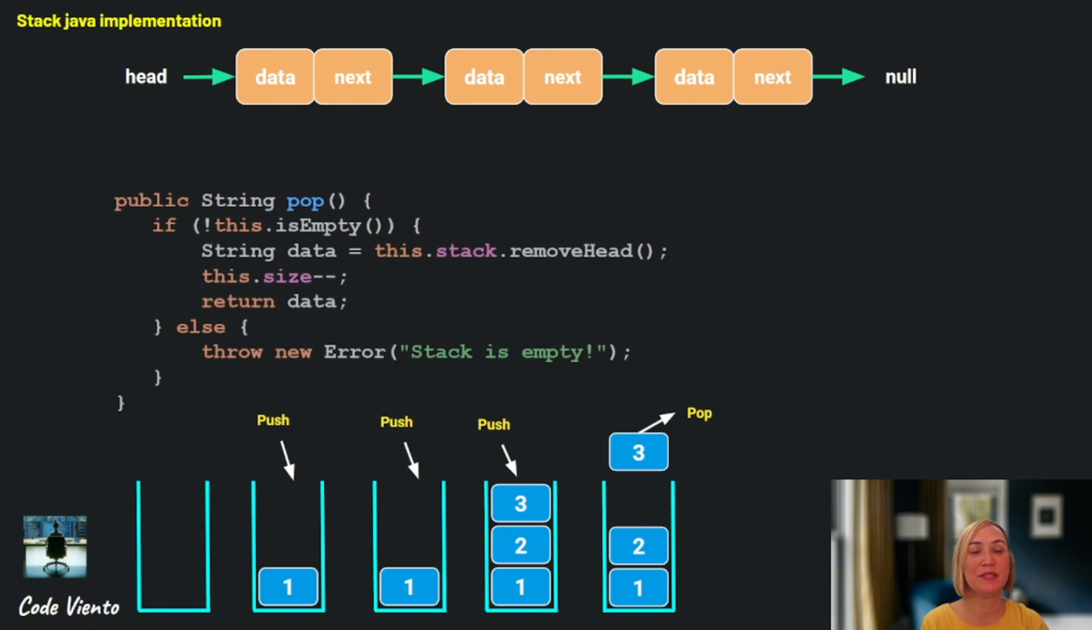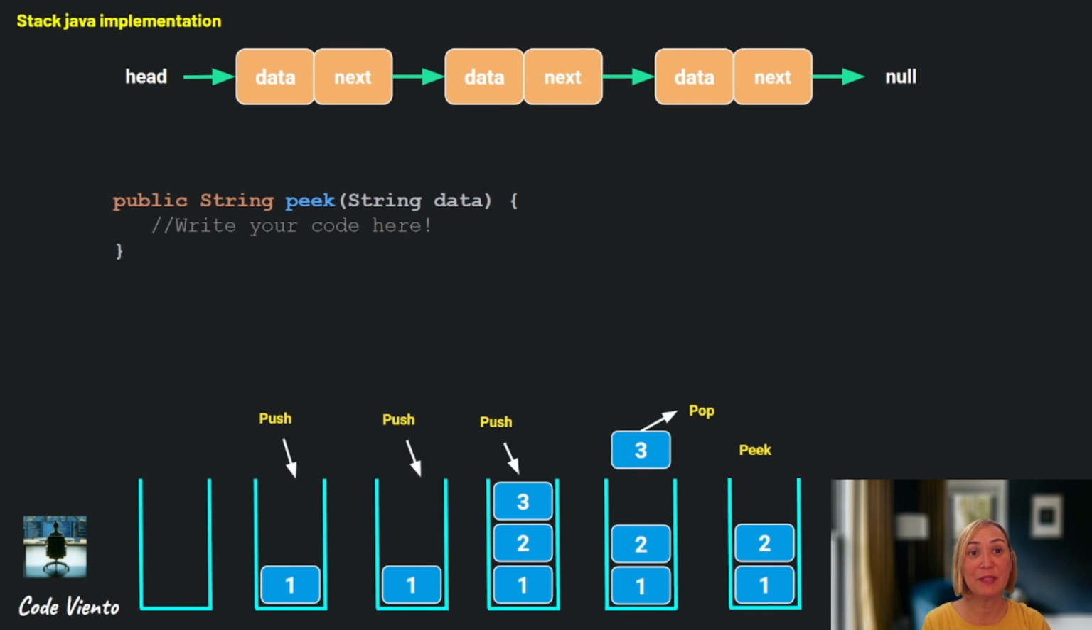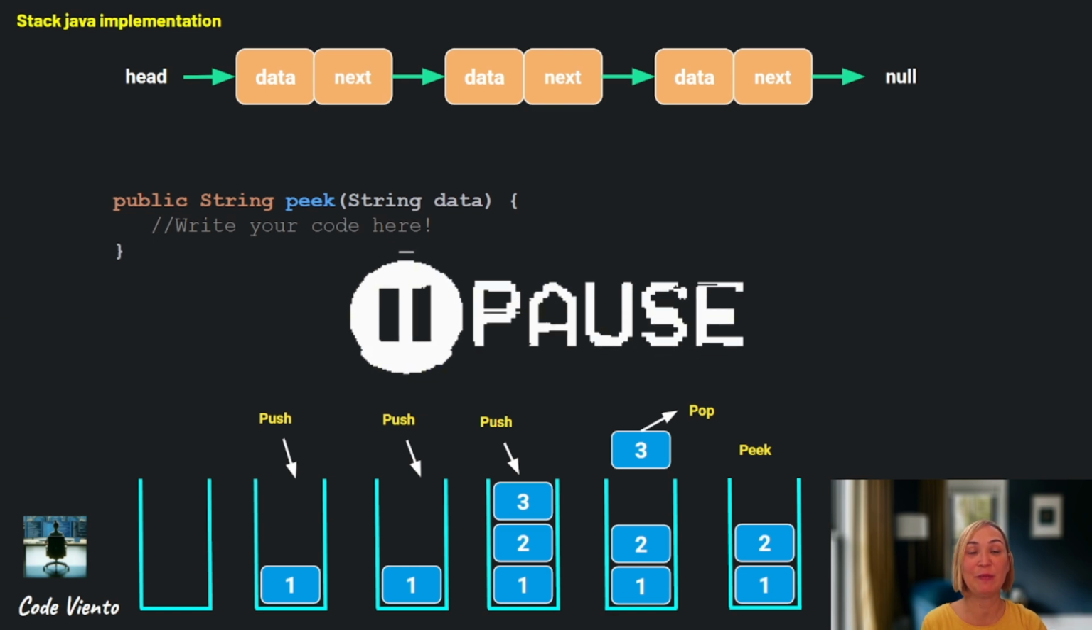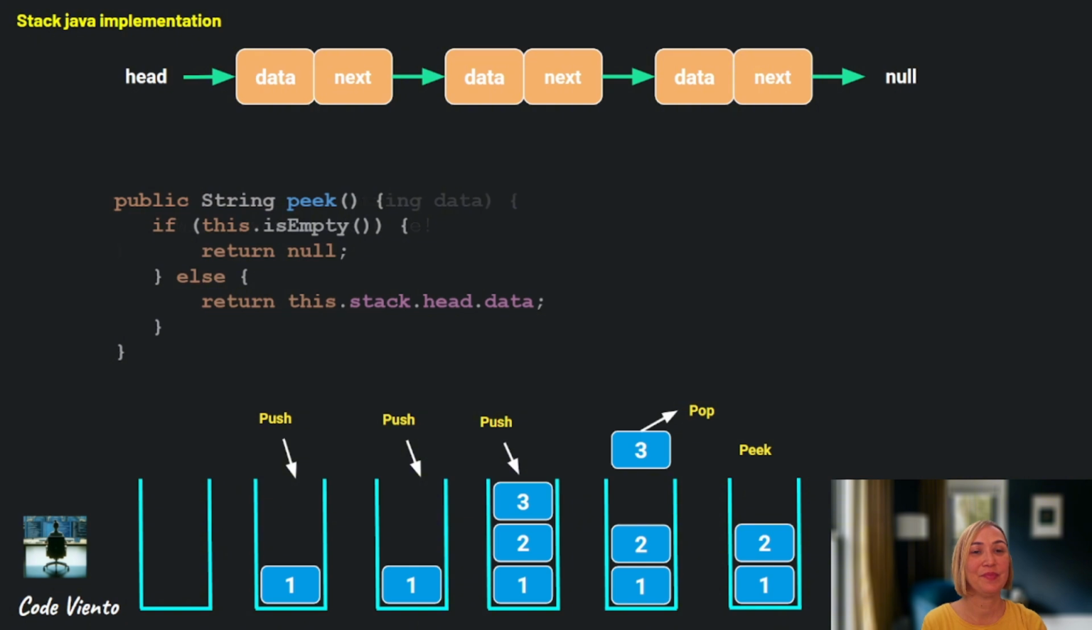Here is the pop method implementation. The peek method simply returns the top element without removing it. If the stack is empty, it returns null. Pause the video and try to solve the implementation. Here is the peek method implementation.